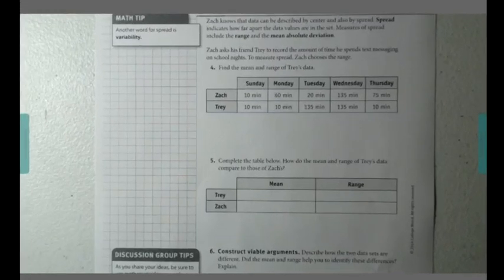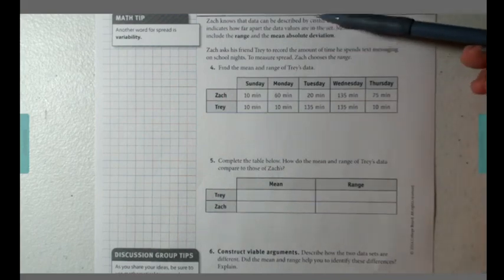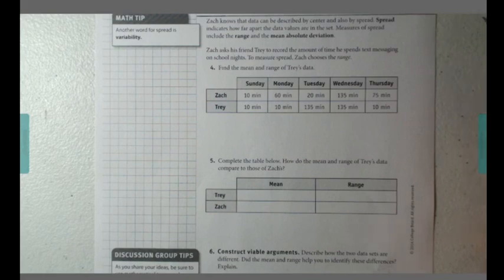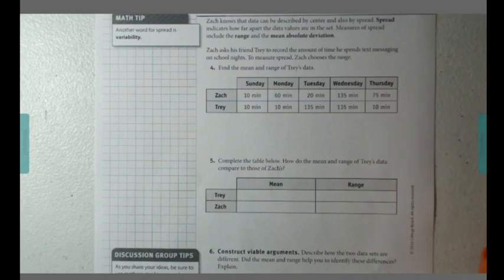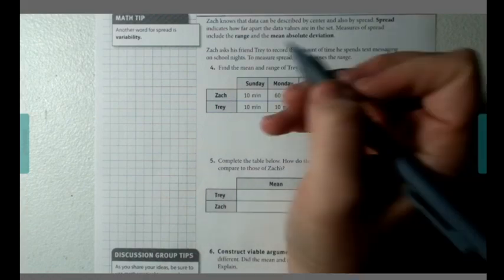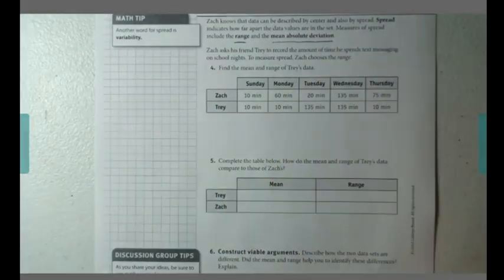All right. This chunk of our lesson, section 2, I guess we would call it, is going to cover questions 4 through 6. The first part that you saw on the previous slide said Zach knows that data can be described by the center and also by the spread. Spread indicates how far apart the data values are in the set. Measures of spread include things such as the range and the mean absolute deviation.